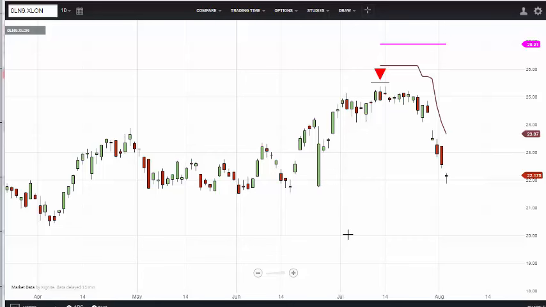And since then the price has dropped quite dramatically, and the short position is still valid, and the trailing stop, the brown line, is dropping rapidly.